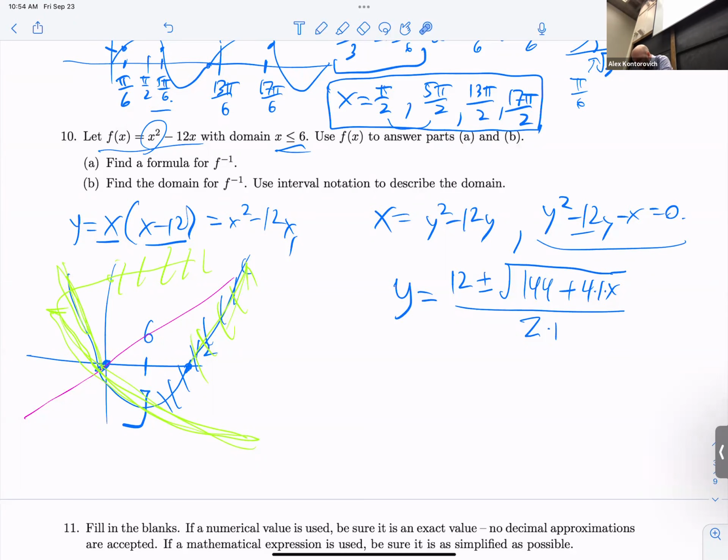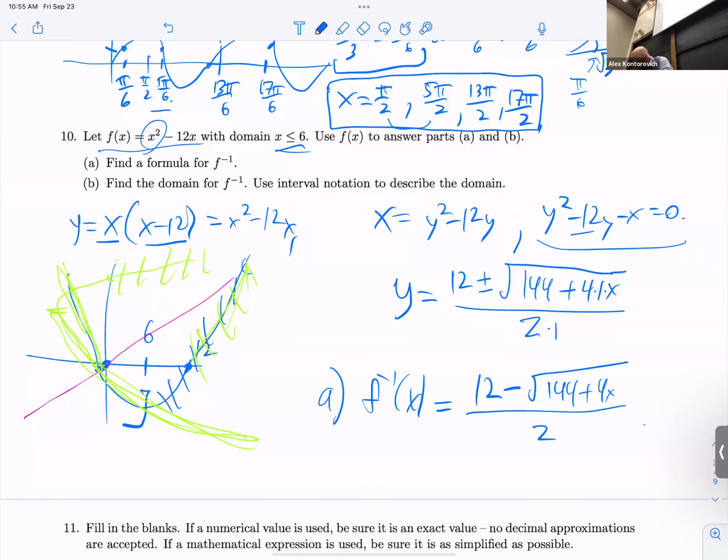Now you have to think a little bit. Well, I want to make sure that the value 0, 0 is there. So is the value 0, 0 there? If I make x equal to 0, if I have a plus sign, then I have something positive, and I have something positive. So I do not want that plus sign. I want the minus sign. So that would be the general solution. And the solution, so f inverse of x is 12 minus the square root of 144 plus 4x, all over 2. Okay, does that make sense?